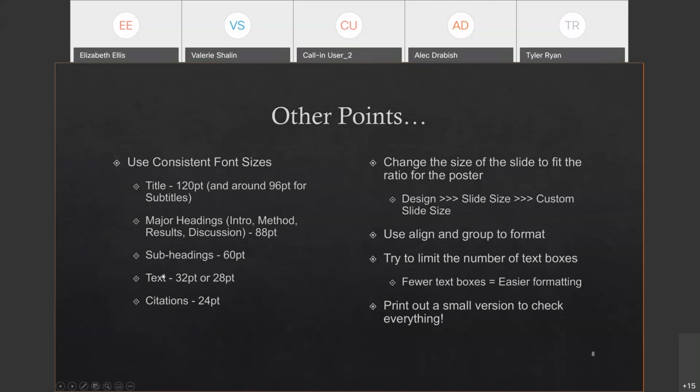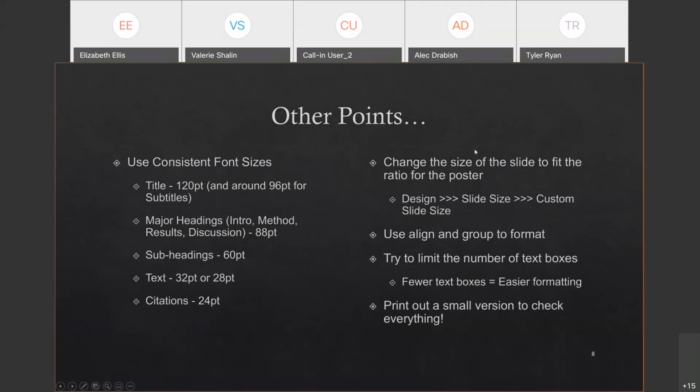If you have a lot of text, and obviously we want to avoid a lot of text, but just in case you've got a lot of information, you can bump it down to 28, but we really prefer to stay up in that 32 point zone. And citations should be 24. That means that they're just readable, but they don't take up an overwhelming amount of space.